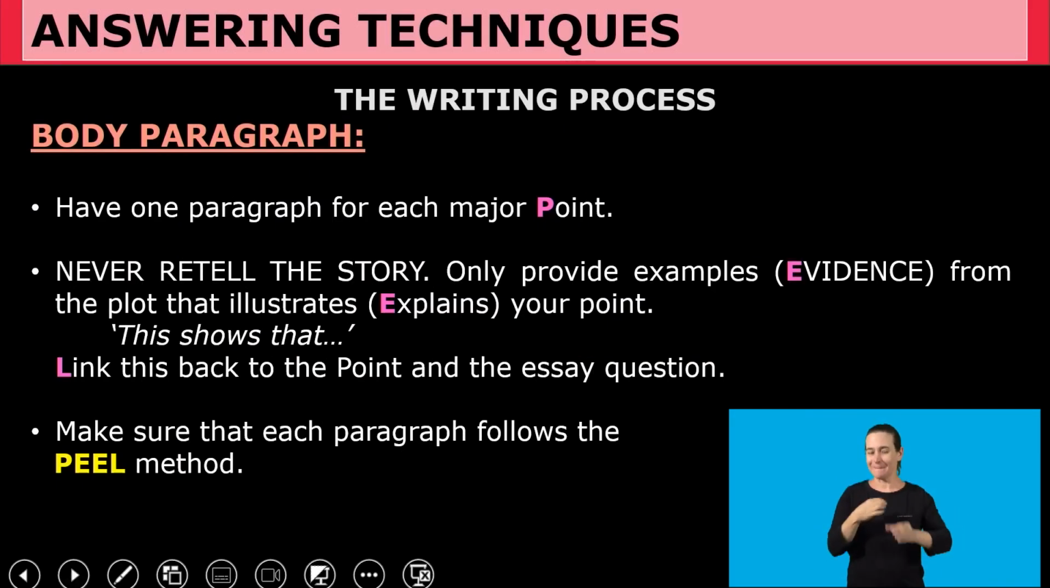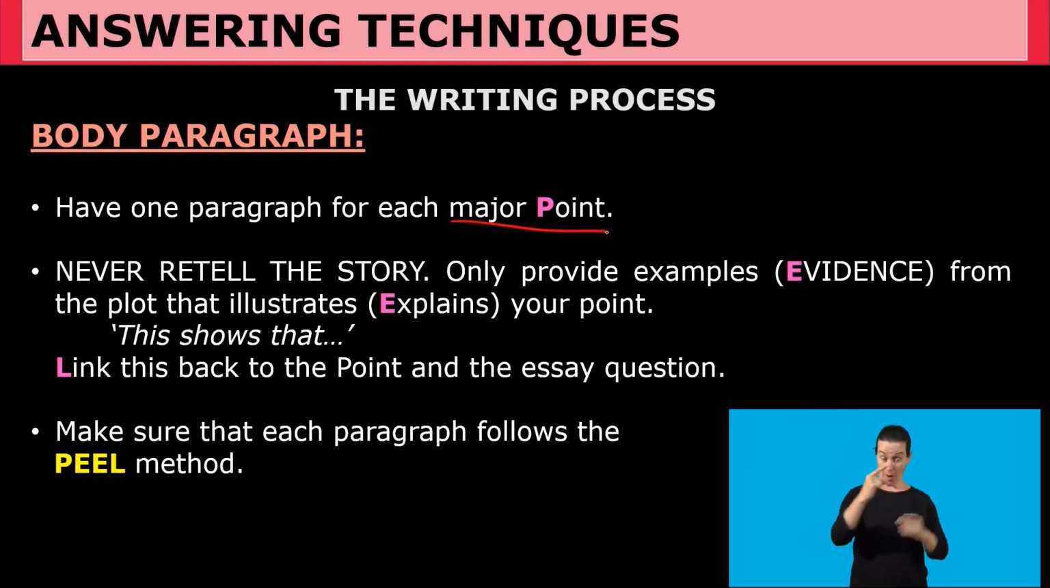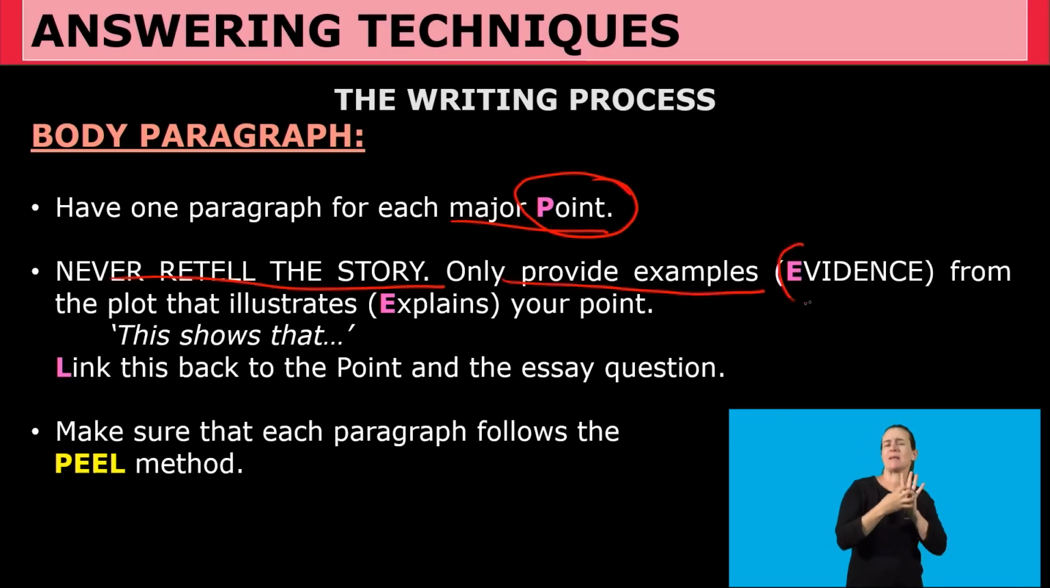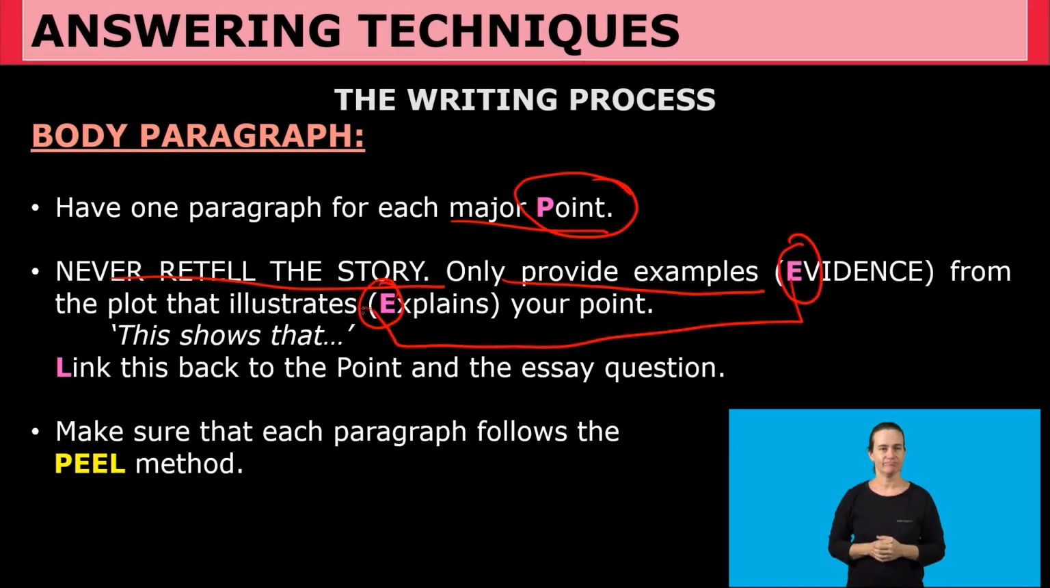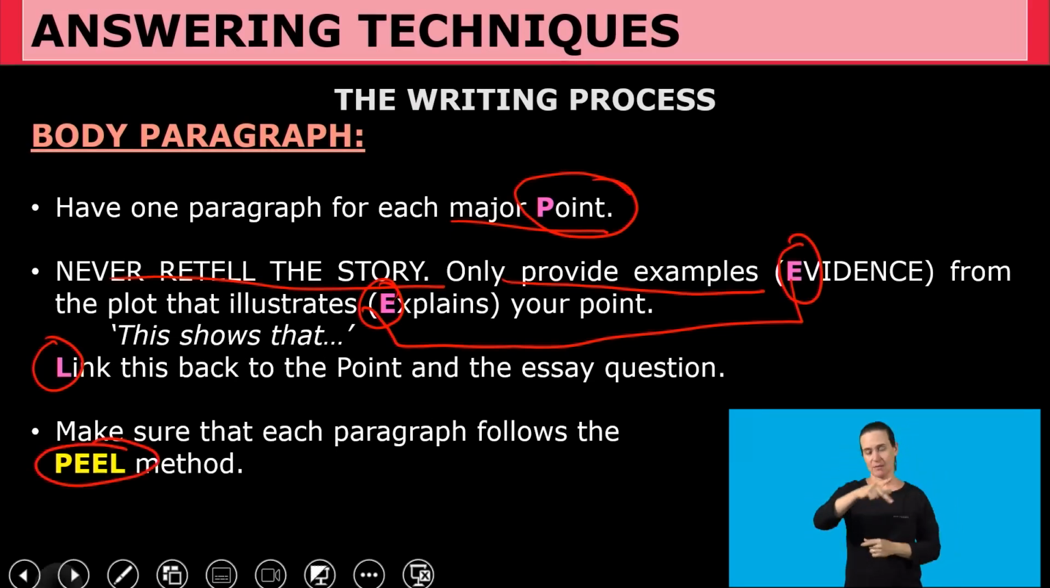Now, let's look at the writing process. How to write a body paragraph. Have one paragraph for each major point. So, you start off with your point. Never retell the story. Only provide examples, which is evidence, from the plot that illustrate or explain your point. So often, your evidence and your explanation of this evidence will be very intertwined. Then link this back to the point and the essay question.